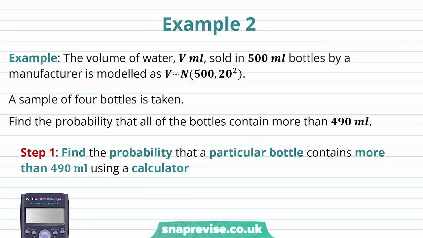Our second example tells us that the volume of water, V milliliters, sold in 500 milliliter bottles by a manufacturer is modelled as V is normal with mean 500 and variance 20 squared.